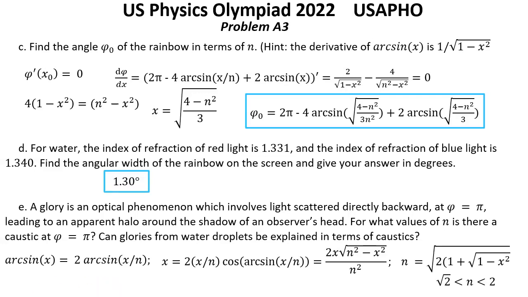The index of refraction of water is outside this range, so glories from water droplets cannot be explained in terms of caustics. The reason glories are visible is still under debate. So that was the solution for question E, and here we finished the discussion of problem A3.